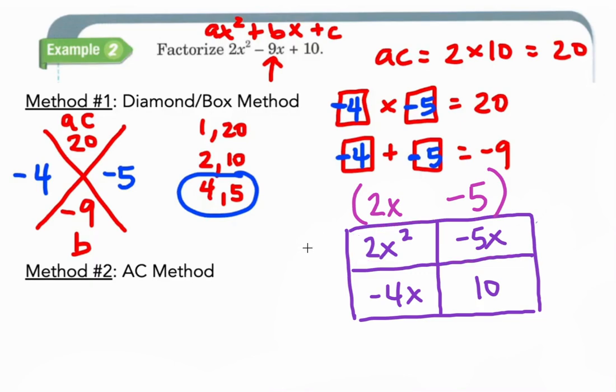Well, they both have an x. And let me just double check. Does 2x times x equal 2x squared? Yes. Does x times negative 5 equal negative 5x? It does. So then let's see, what does 2x have to multiply by to get to negative 4x? Well, that term 2x can multiply by a negative 2 to get to negative 4x.